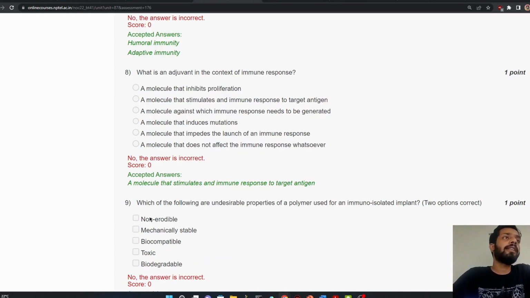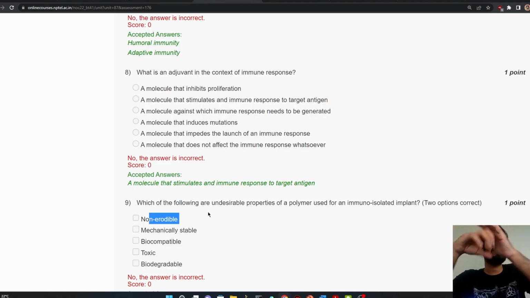Can it be non-erodible? Should it be non-erodible? A and B. Okay. Should it be non-erodible? It should be non-erodible, right? Like, if your biomaterial or the polymer that you're using is getting eroded away, the cells will ultimately get exposed to the environment, your environment, and your immune system. So that's not something that you want. So it should be non-erodible.